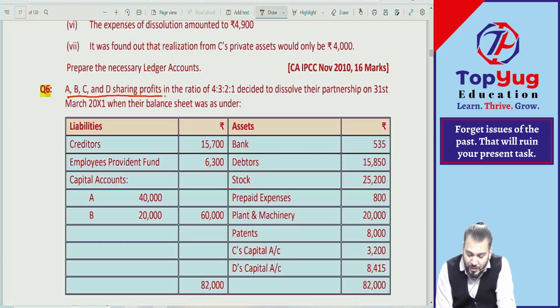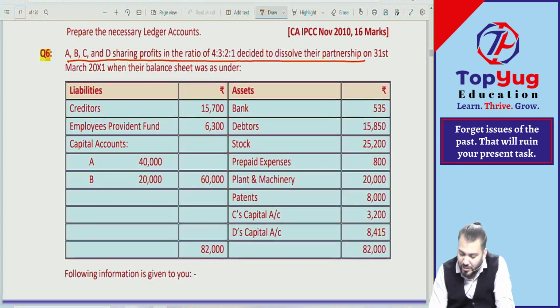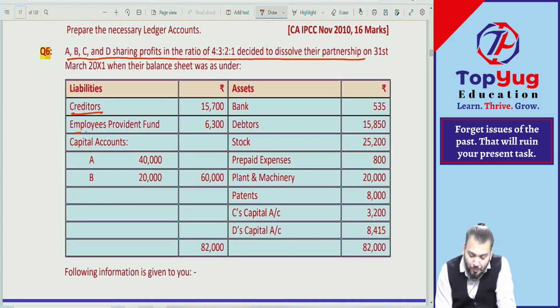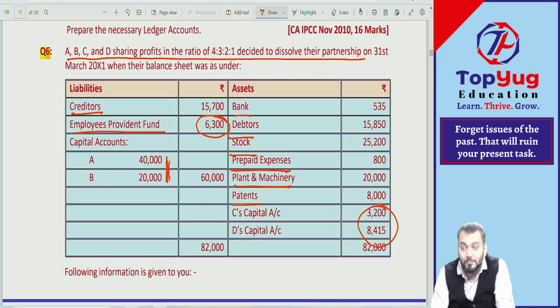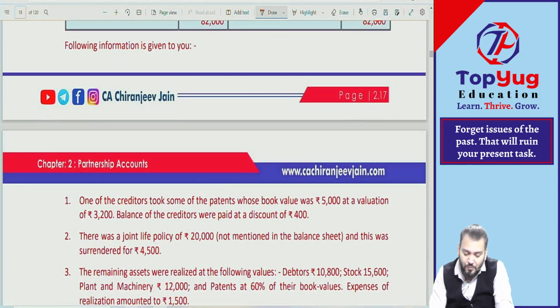ABCD, sharing profit and losses in the ratio 4:3:2:1, decided to dissolve their partnership on 31st March. Creditor, employee provident fund is just like a liability. Provident fund is a liability. Then they make capital accounts, so there are two credit balances. Bank, debtor, stock, prepaid expense, plant and machinery, patent, and there are two debit balances. But a partner having a debit balance is not insolvent until it is informed in the question. Following information is given.